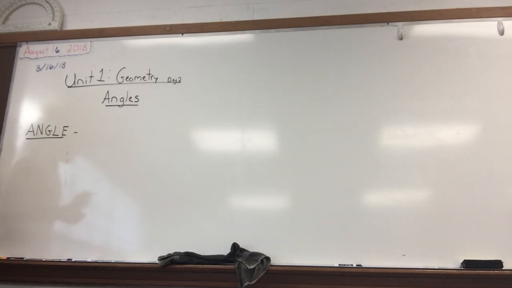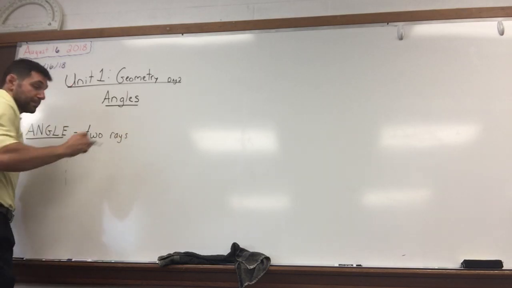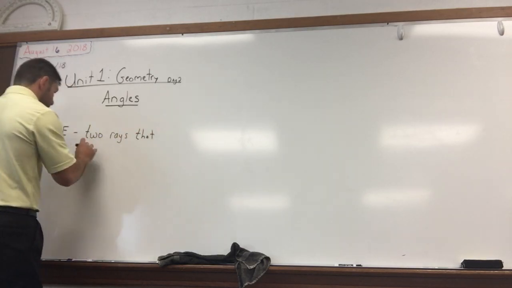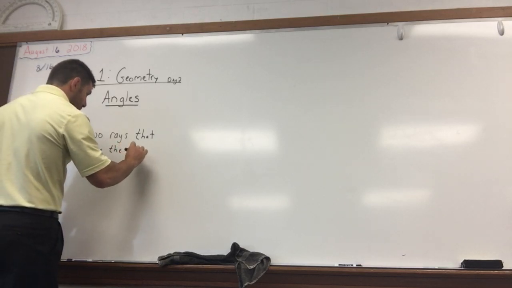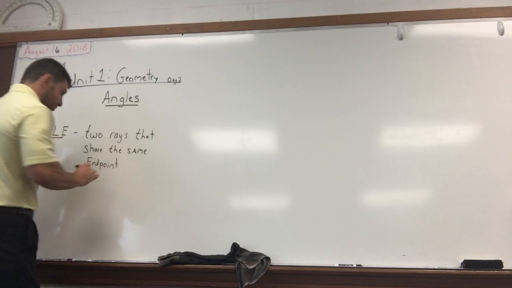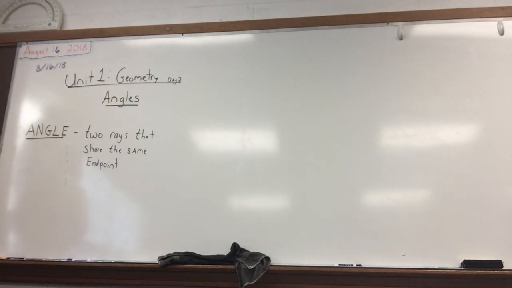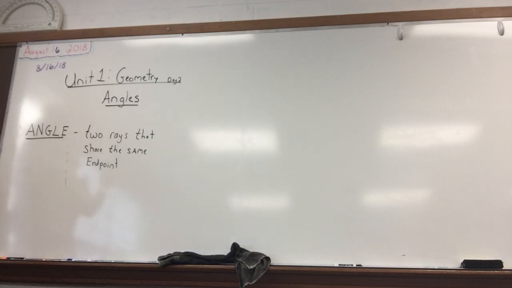So an angle, okay, this is a textbook definition. Two rays that share the same endpoint. Two rays that share the same endpoint. That's the textbook definition. But it could also be two segments that share the same endpoint. Two lines that intersect at the same endpoint. And we're going to go over all of this, but this is the textbook definition.